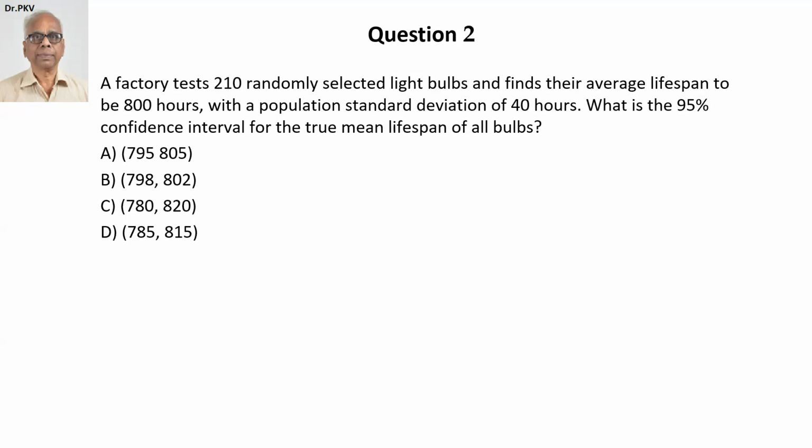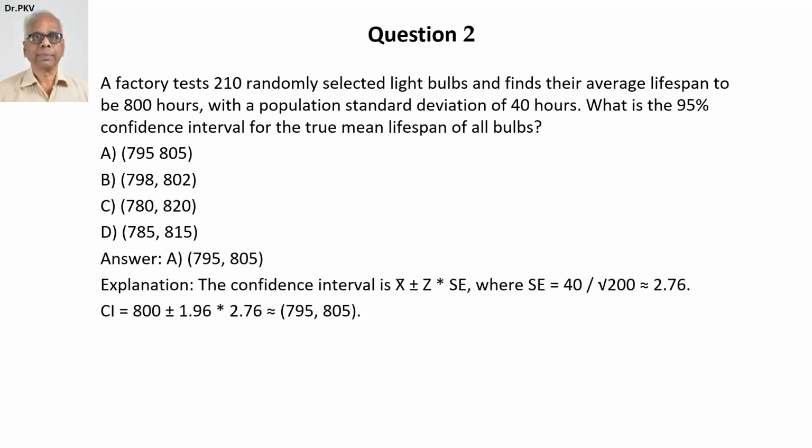Question 2. A factory tests 210 randomly selected light bulbs and finds their average lifespan to be 800 hours. With a population standard deviation of 40 hours, what is the 95% confidence interval for the true mean lifespan of all bulbs? 4 choices are there, A, B, C, D. You may compute and keep the answer. Let me now give the answer with explanation.